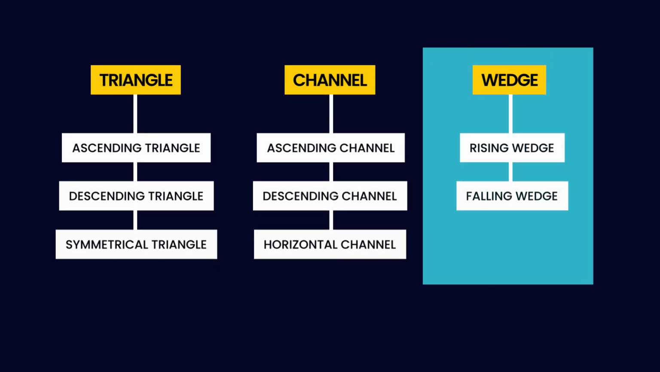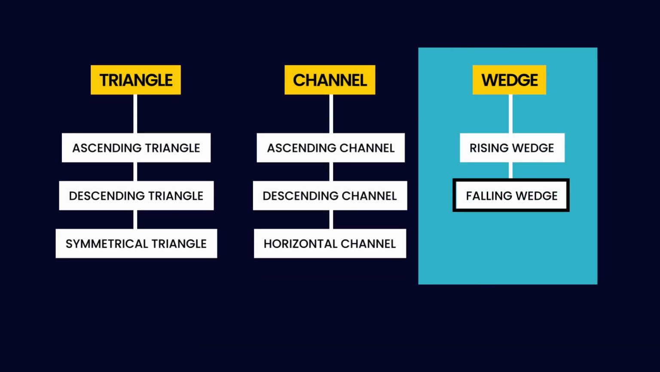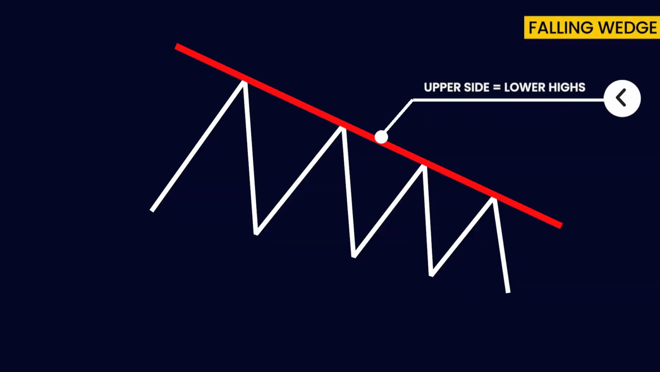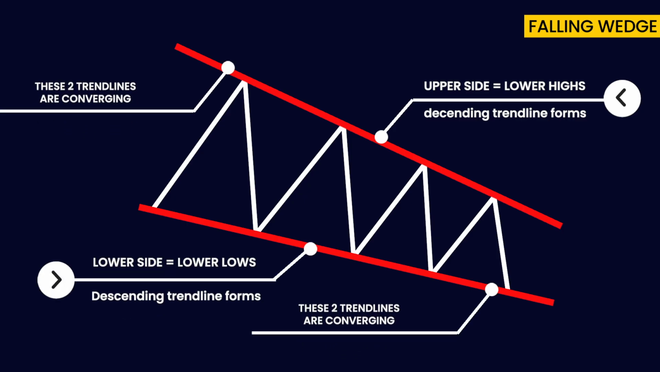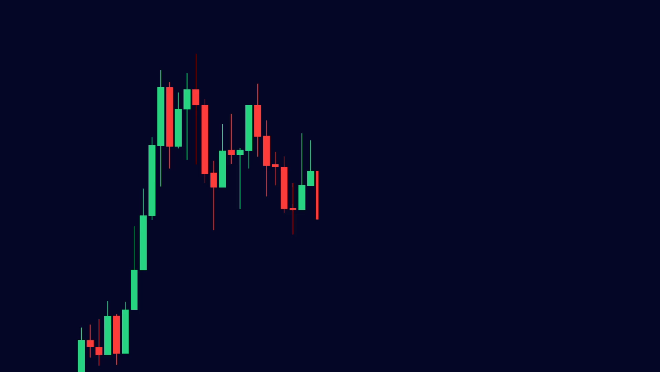Finally, we have the falling wedge. The top boundary forms lower highs, allowing for a descending trend line. The bottom side shows lower lows, making room for another falling trend line. The important part here is that both lines converge and move downward. This pattern also appears in both rising and falling markets.